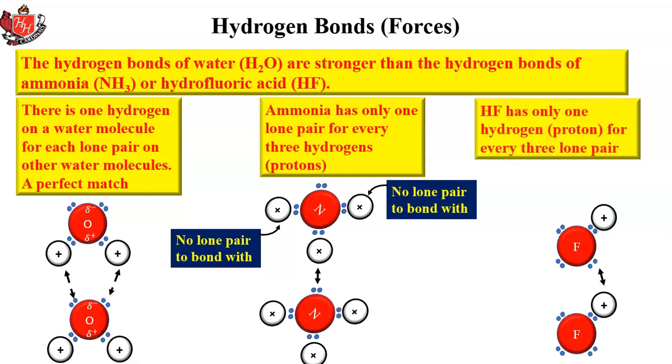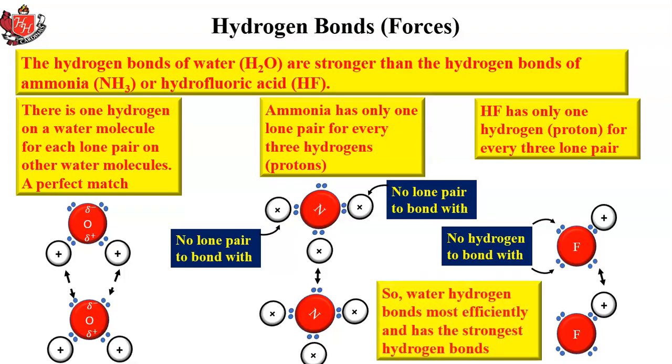And then hydrofluoric acid has only one hydrogen proton for every 3 lone pairs. So this is just the opposite situation. If you have 3 times as many girls as boys, and you match them up to dance, then a lot of the girls won't have someone to dance with. So there's a mismatch in terms of the number of positive charges and the number of negative charges that are trying to pair up to form hydrogen bonds. It's only with water molecules that it's a perfect 2-to-2, or you can call that 1-to-1 relationship. So water hydrogen bonds the most efficiently and has the strongest hydrogen bonds.